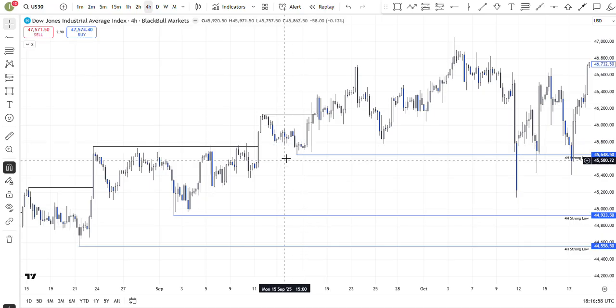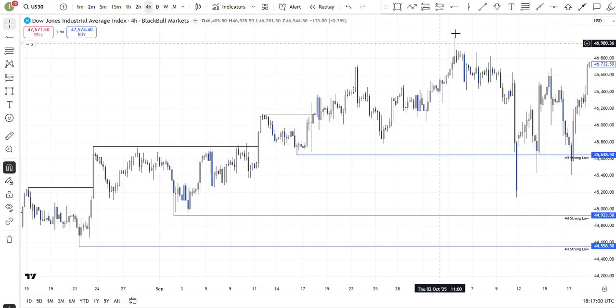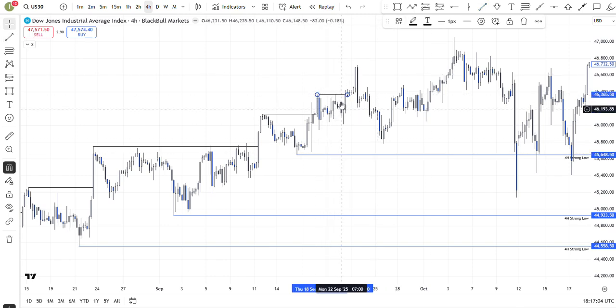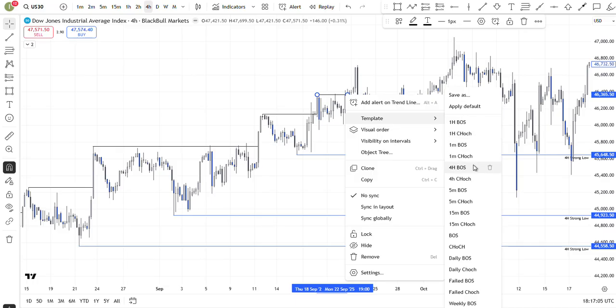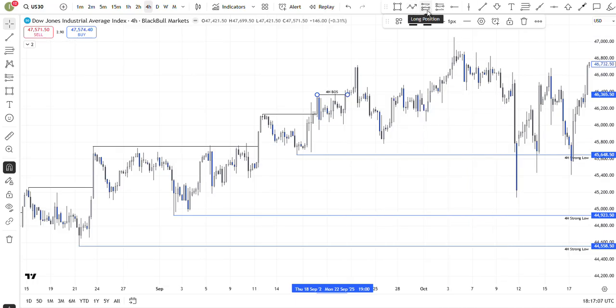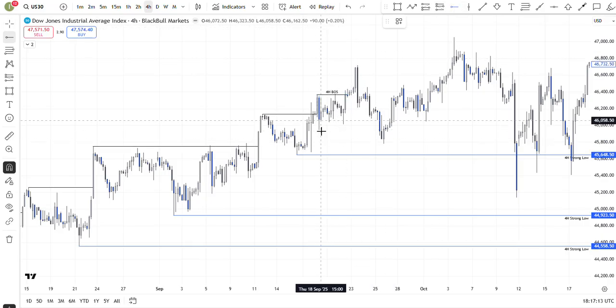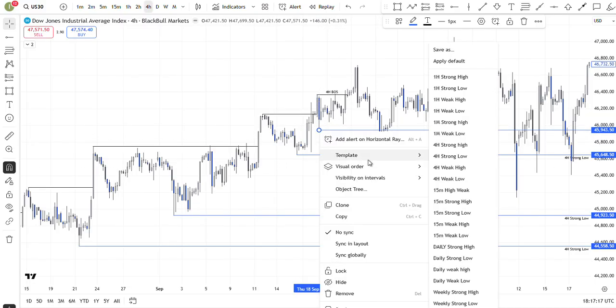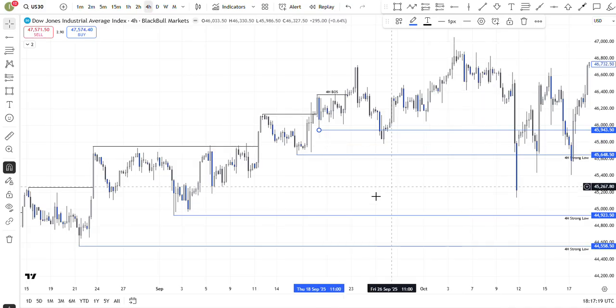Didn't violate the strong low, pushed higher, failed to make a lower low. We have a break of structure up here, so that's our 4 hour break of structure. And then what is the lowest point that created that break of structure here to the upside is this low here. So then we can mark this off. That's our 4 hour strong low.